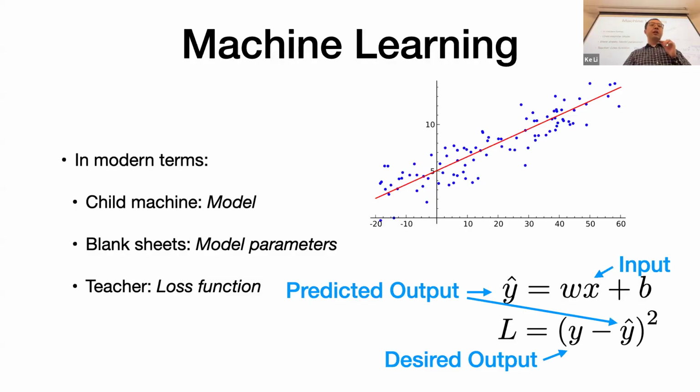So in modern terms, the child machine is known as a model. The blank sheets are known as model parameters, and the teacher is known as the loss function, right? And so here, essentially, in the picture, we have the simplest example of a machine learning model, which is just linear regression.